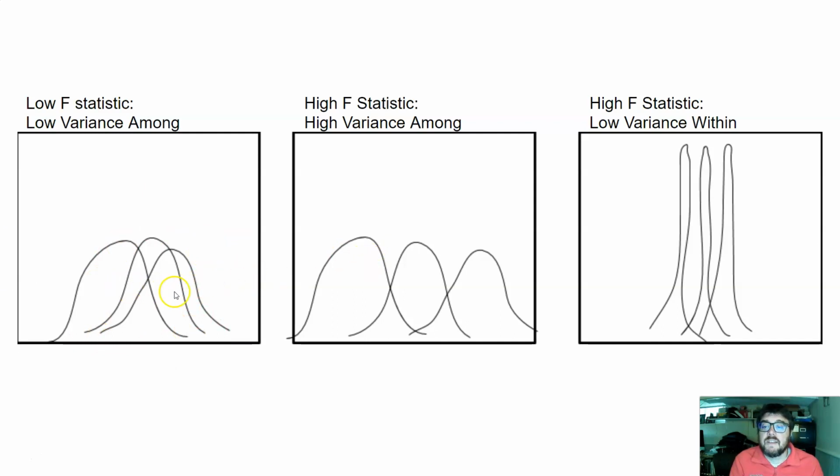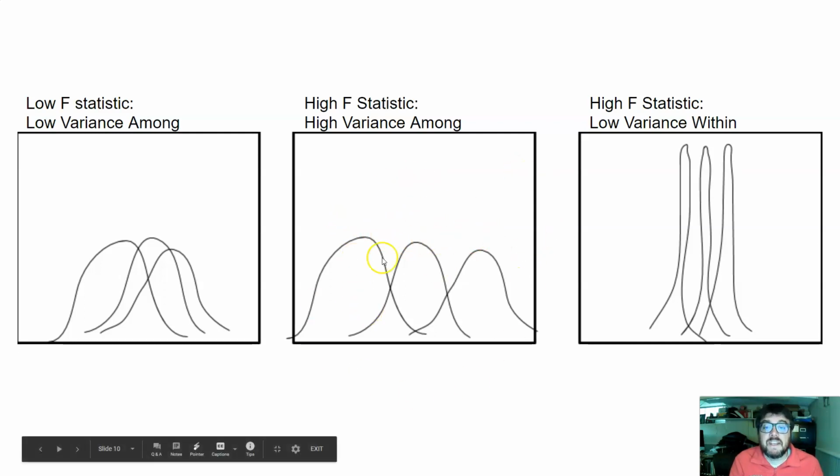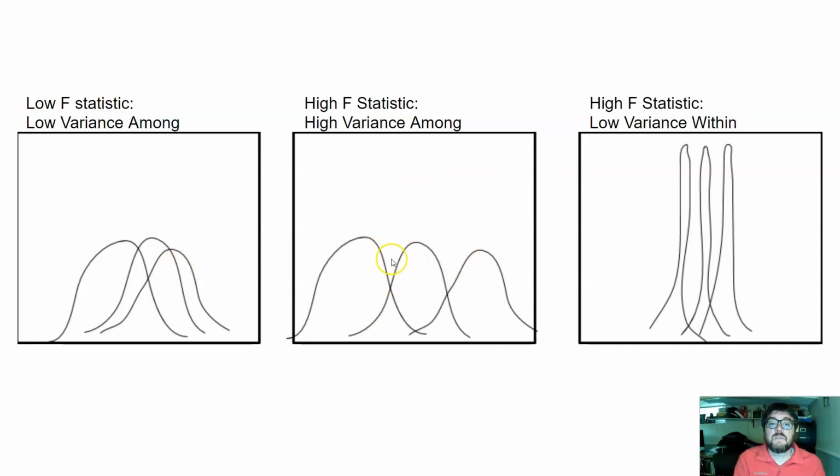Here, we've included the same cartoon bell curves, but I've spread out the means more. So the variation among groups is higher than over here, although the variation within groups is the same. So that means the F statistic is going to be larger because they're more spread out. So there's more variation in this data set than in this data set. And that's one of the reasons why the F statistic is bigger.